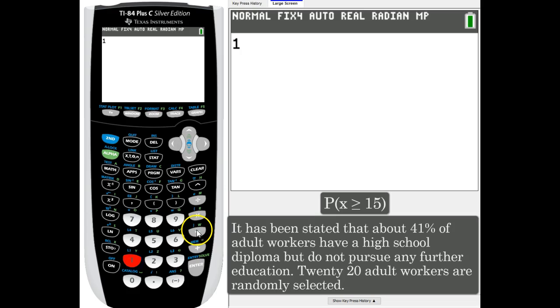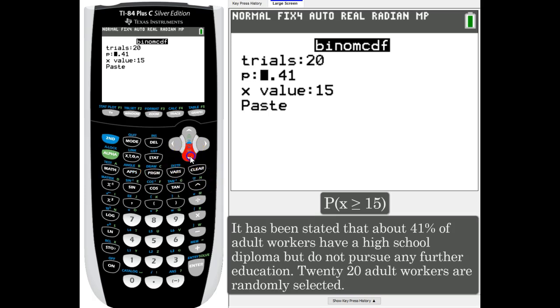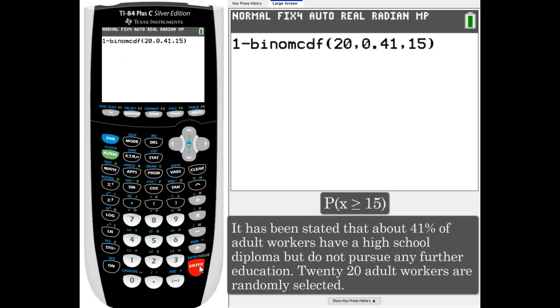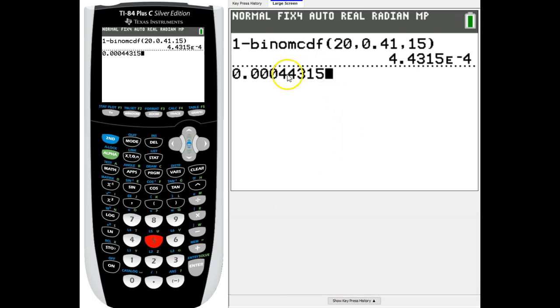Now, if I did not want to do that in 2 different steps, I could have automatically said 1 minus the binomial distribution. And that makes it do it in 1 step. Now it gives us some more decimals here, but remember we're moving the decimal places 4 spots, 1, 2, 3, 4, and therefore, rounding to 4 decimal places, your answer would be 0.0004.